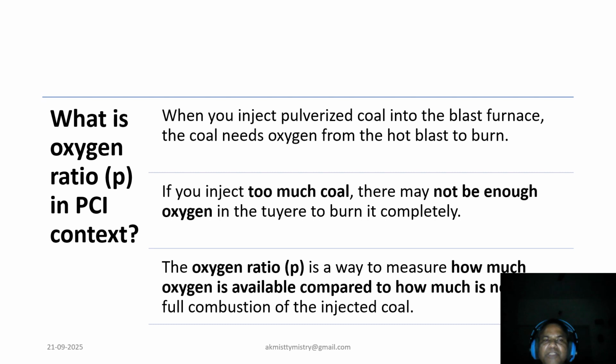The oxygen ratio P is a straightforward way to quantify this balance, and it is the ratio of the actual oxygen supplied by the blast to the theoretical amount of oxygen required to completely burn all the injected coal. This simple metric gives us a powerful, real-time indicator of combustion condition inside the furnace.